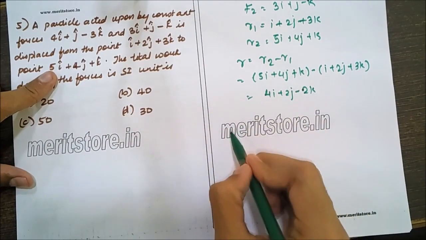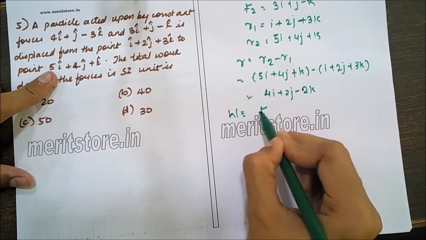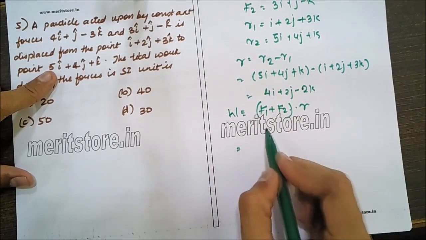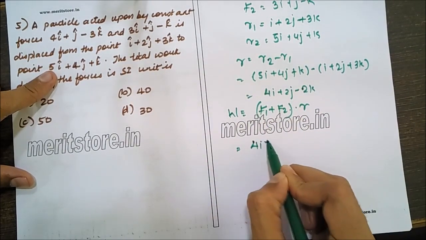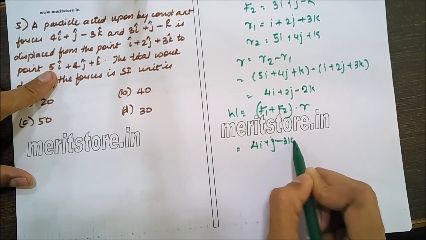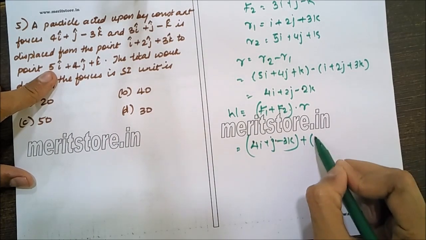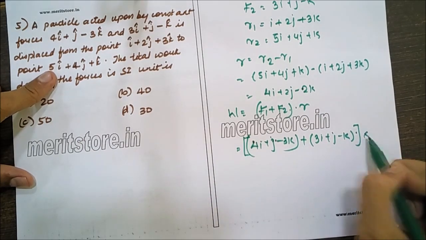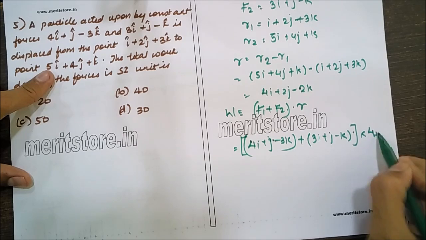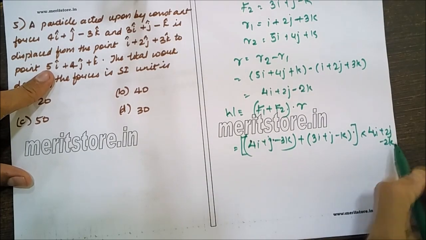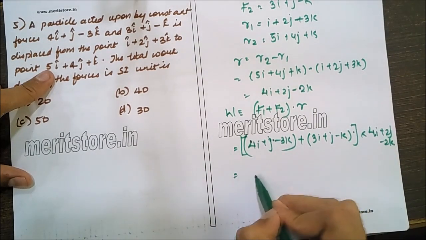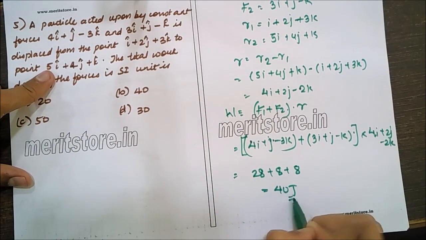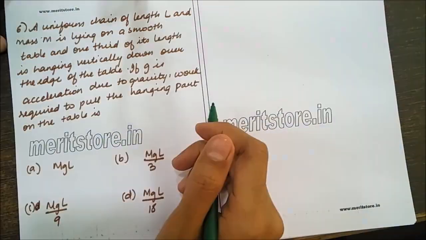So work done is nothing but the resultant force F1 plus F2 multiplied by the displacement r. So F1 plus F2 is 4i plus j minus 3k plus 3i plus j minus k, multiplied by 4i plus 2j minus 2k. On solving this we get 28 plus 8 plus 8, that is 40 joules of work done. So B is the correct option.